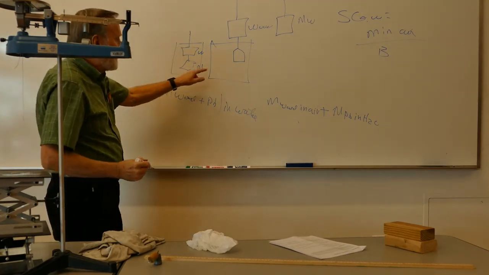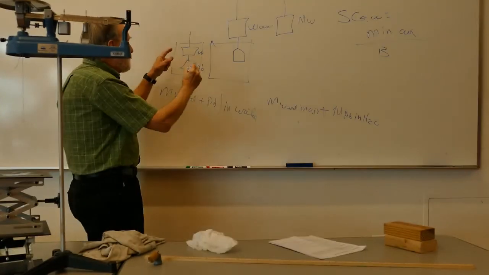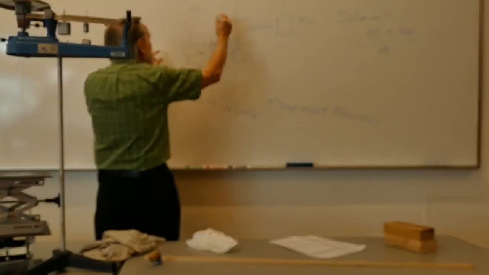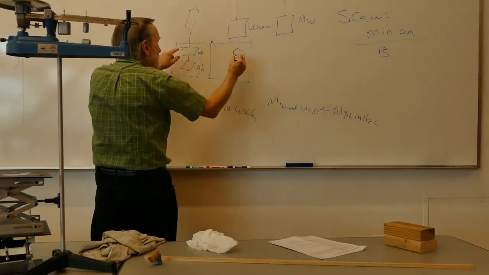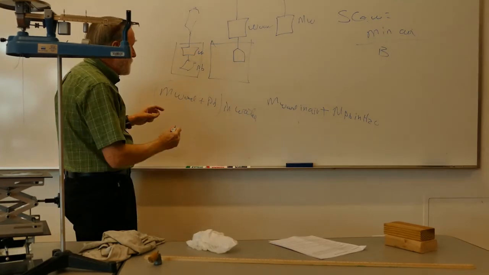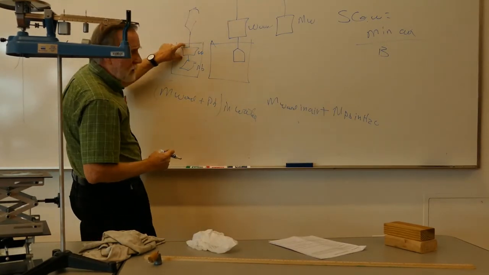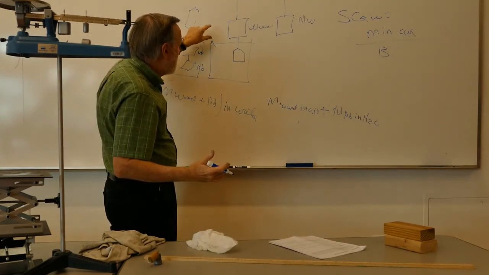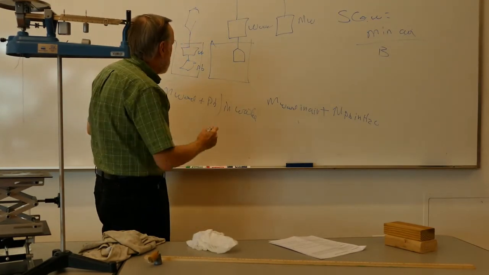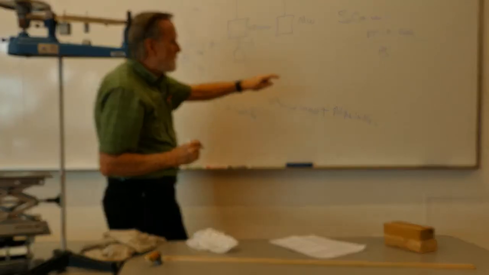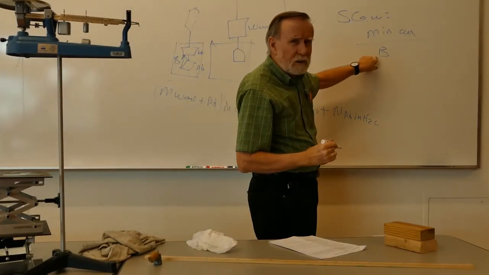So what's the difference between these two pictures? What's the difference between this mass and this mass? The only difference is that you have the wood in the air and the wood in the water. So what's the difference between the wood in air and wood in water? It's the buoyancy force on the wood. That's what we want, the buoyancy force on the wood.